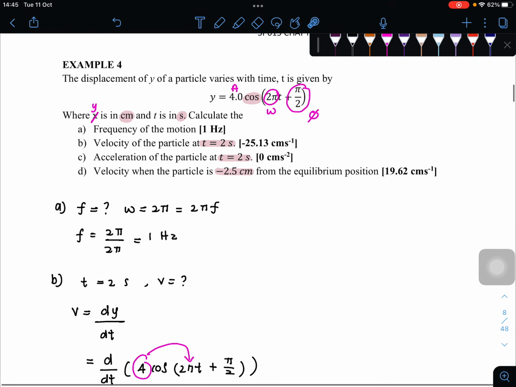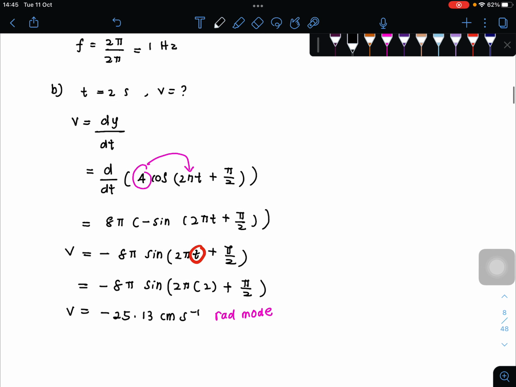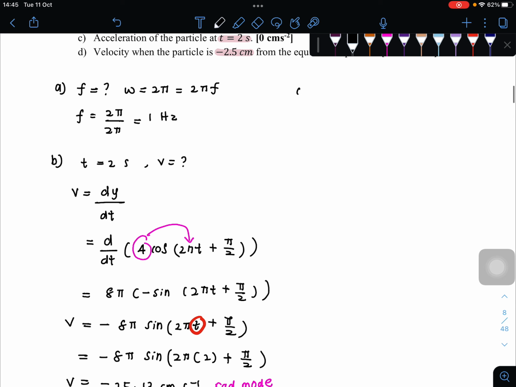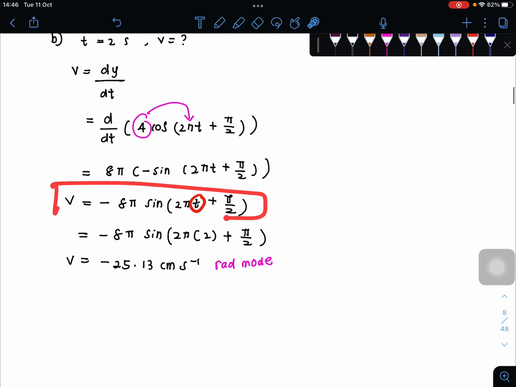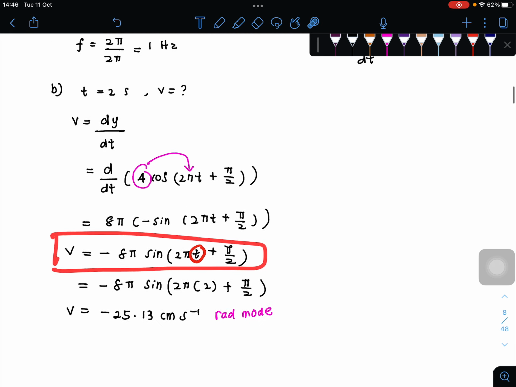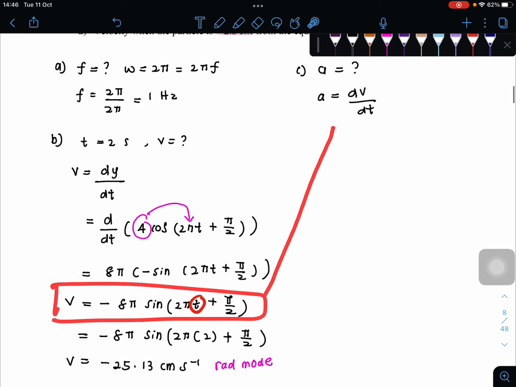Okay, next one, we want to find what is the acceleration at 2 seconds. So next one, kita mau cari what is the acceleration. So in order to find acceleration, kita kena differentiate the velocity. Okay, velocity yang mana? Yang tadi kita dapat, which is this one. So this is the new equation untuk velocity.